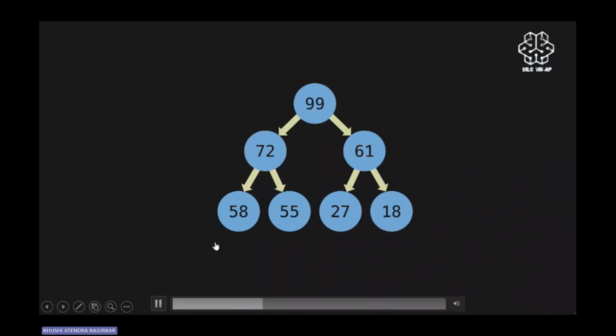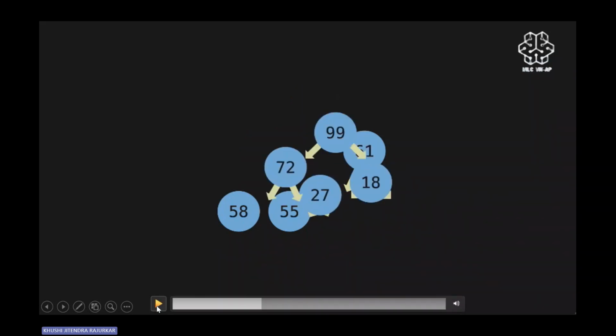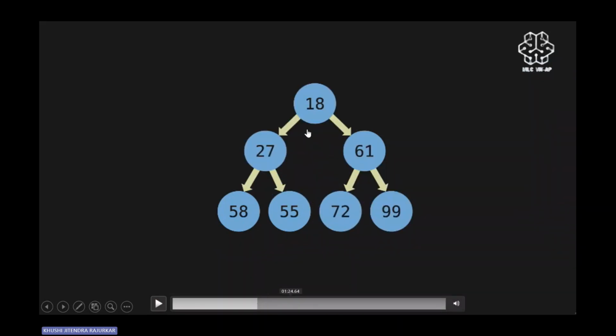This is an example of a min heap, what we saw here. All the elements kept increasing in value as you keep descending down the tree. As you can see, 18 is the root node and it has the least value.